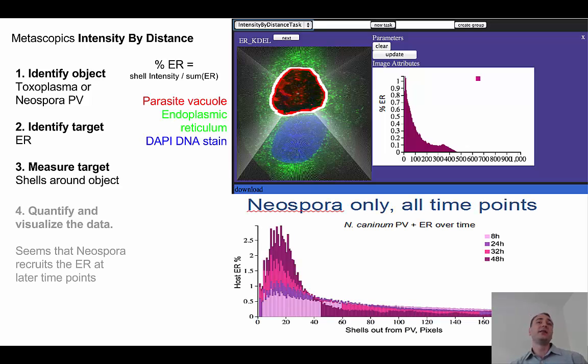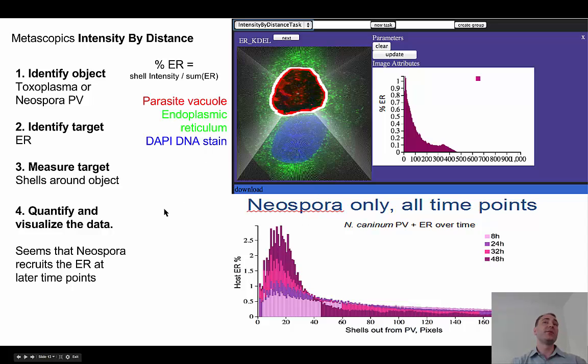approach, we see that at early time points, the ER is pretty well distributed, both away from the parasitic vacuole and close to it, and that at later time points, the ER tends to be more focused near the parasitic vacuole. And this is not a cumulative probability, this is probability at each shell.